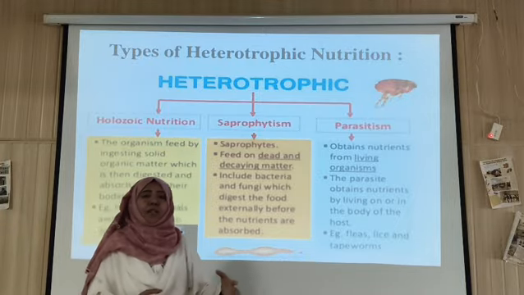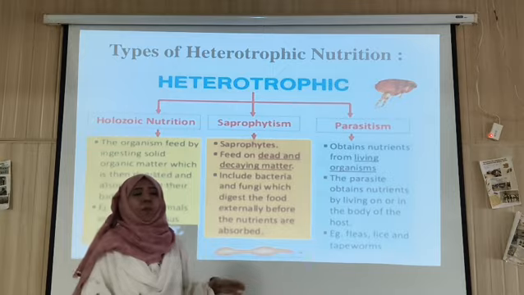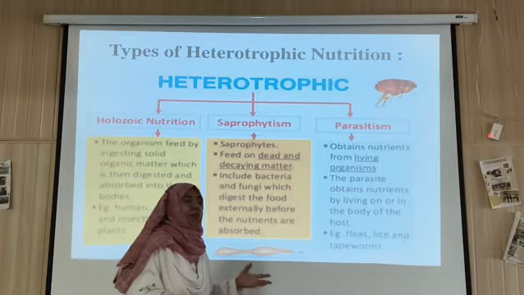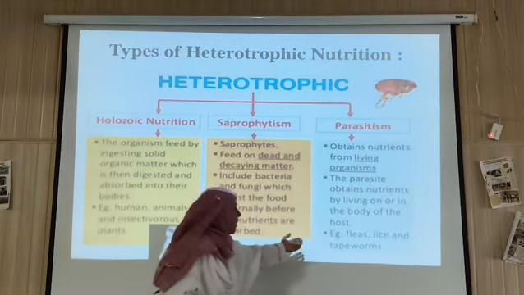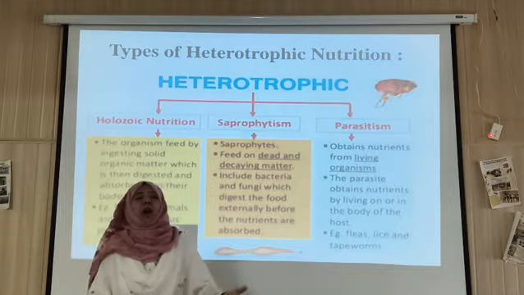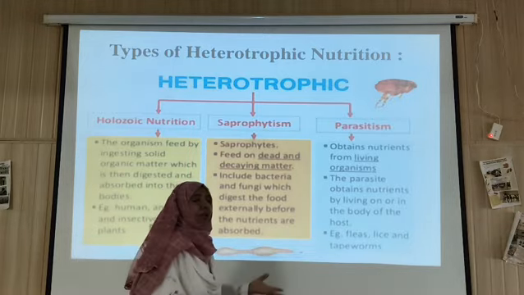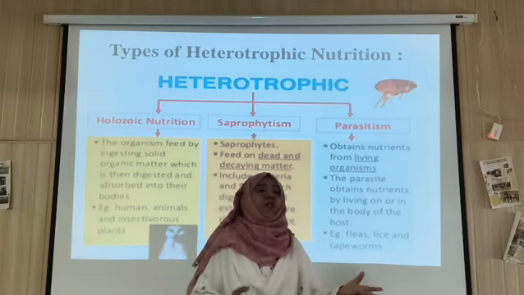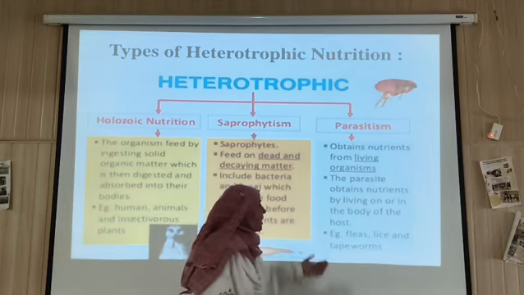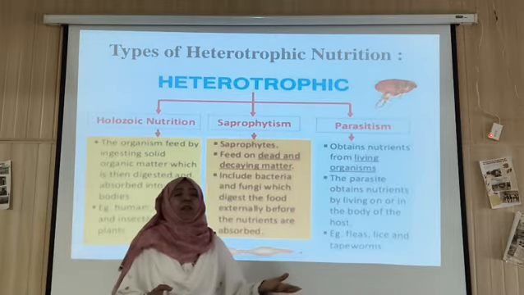Endoparasites are those parasites which live inside the body of a living organism. These endoparasites may be tapeworm or roundworm. They harm the body of the host organism. And ectoparasites survive on the body surface of another living organism. They may be fleas and lice.